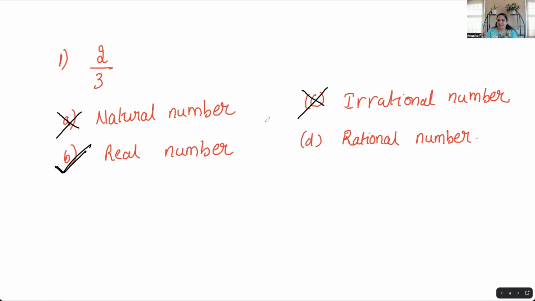Is it a rational number? Yes. Anything that can be written as a fraction, positive integers or negative integers, are called the rational numbers. So 2 by 3 is a fraction, so it is called a rational number. So the answer options B and D are correct.